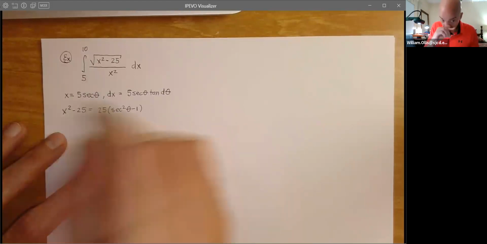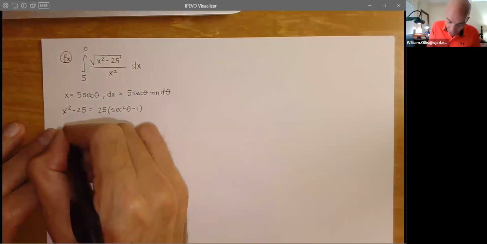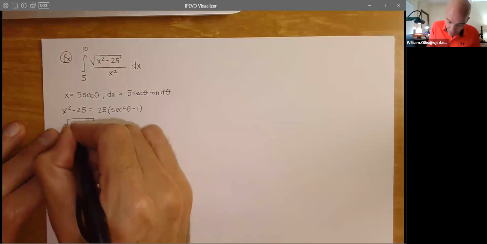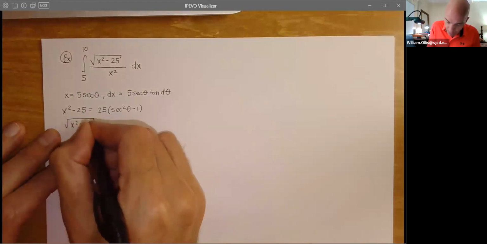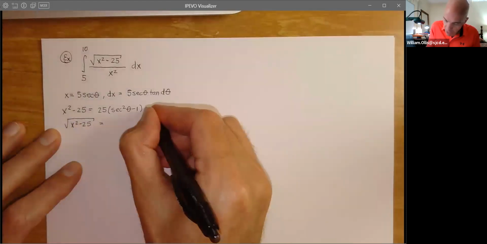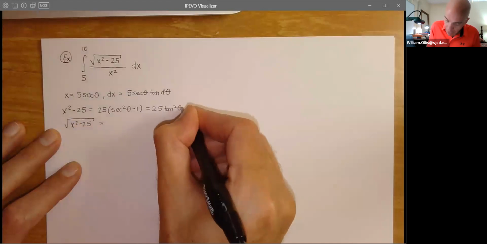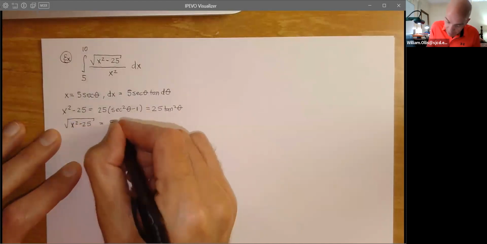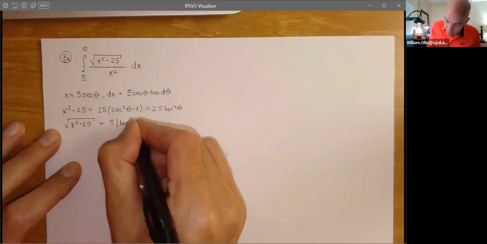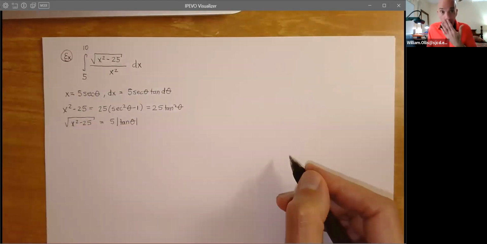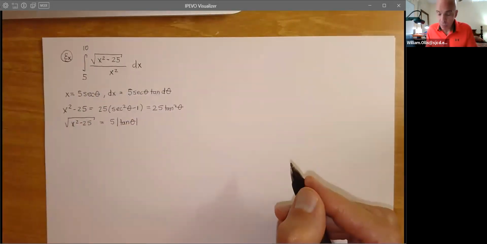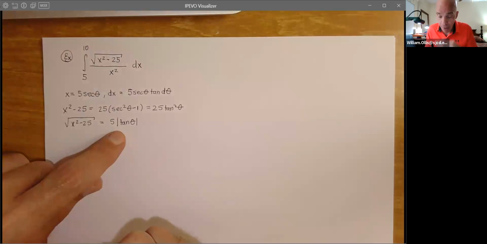And so now when we look at this, we have the radical x squared minus 25. Go ahead and fill this in, 25 tangent squared. So this will be 5 absolute value of tangent. Now, notice here that this will prescribe which of these we need to choose here.